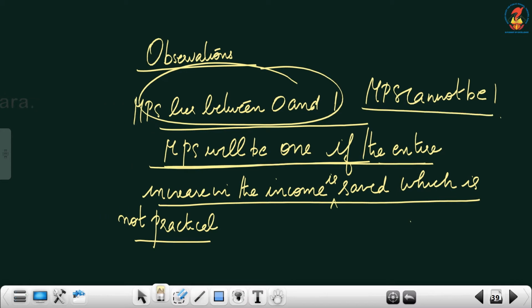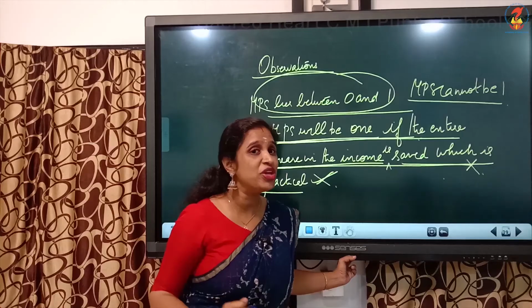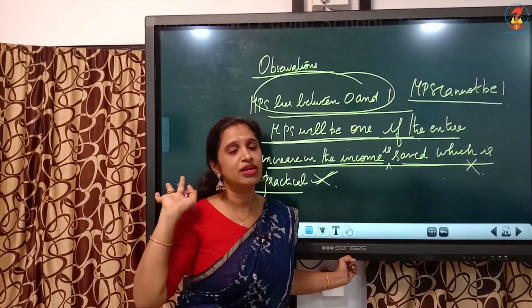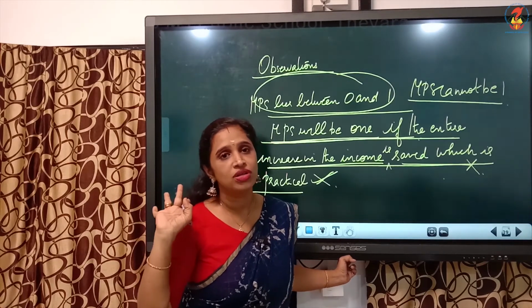MPS cannot be 1. MPS will be 1 if the entire increase in the income is saved. That is not practical. So, MPS should not be equal to 1. If it is 1, it means what? The whole income increase is used for saving.